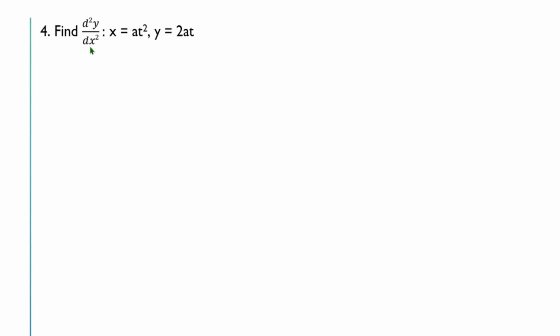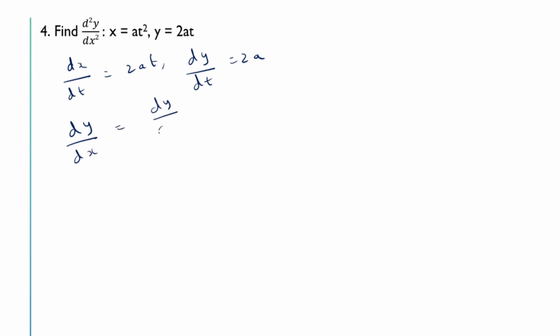Find d square y by dx square when x is equal to at square, y is equal to 2at. So first let us find dx by dt. It is 2at and dy by dt is 2a. So dy by dx equal to dy by dt divided by dx by dt. dy by dt is 2a, dx by dt is 2at. So this is equal to 1 by t.